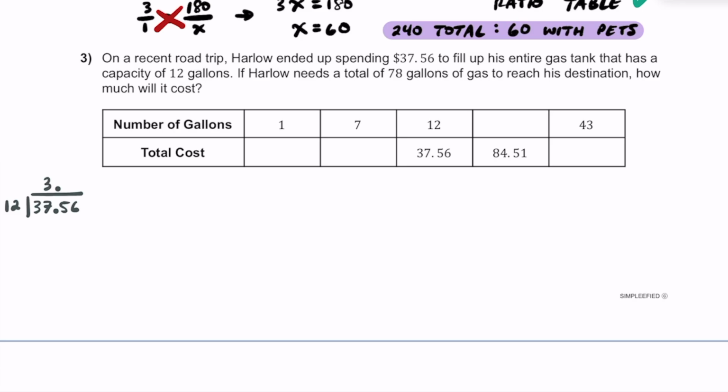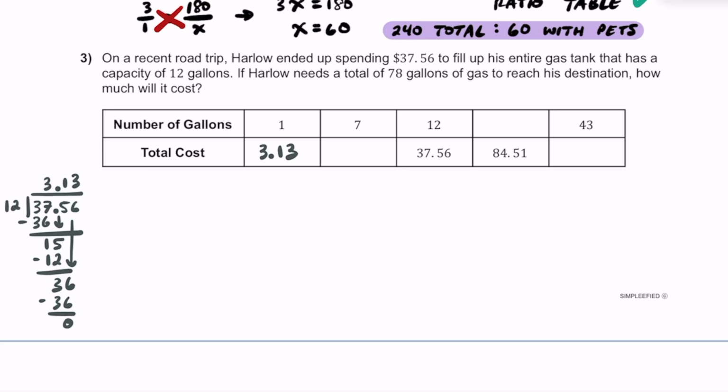12 times 3 is going to be 36. We already know this is going to be like $3 and something cents, right? Bring down the 5. 12 into 15 goes in once, so it's less than $3.20. That's going to be 12 remainder of 3. And let's bring this 6 down here. 12 into 36 is going to be 3 times. That's 36. And the remainder here is 0. So it looks like 1 gallon of gas here is going to be $3.13. So it's really nice having the price of 1 because now we can figure out the price of any number of gallons a lot easier.